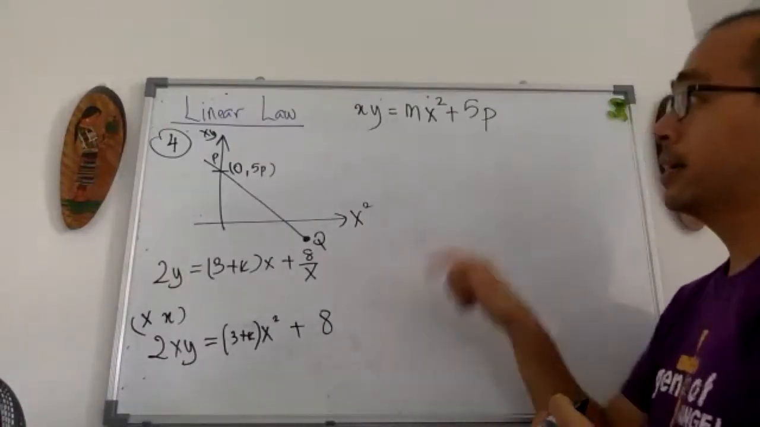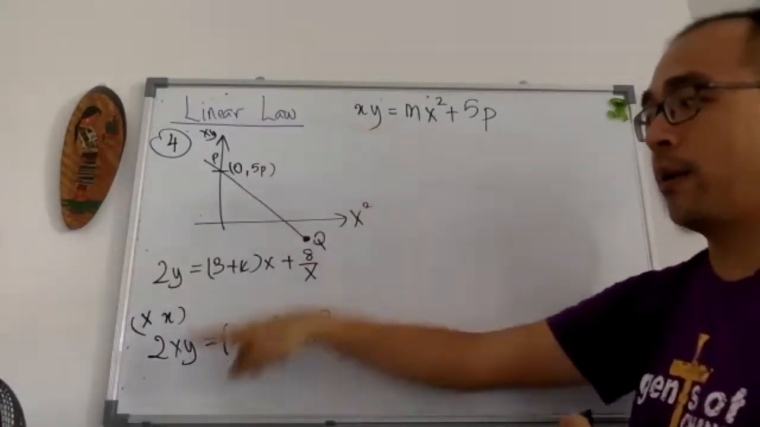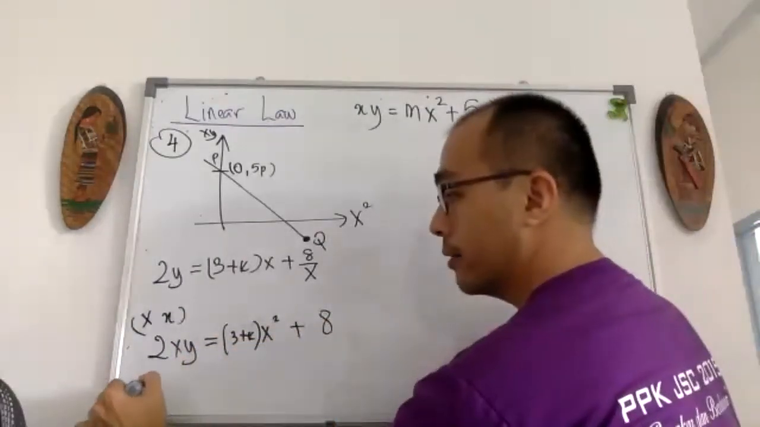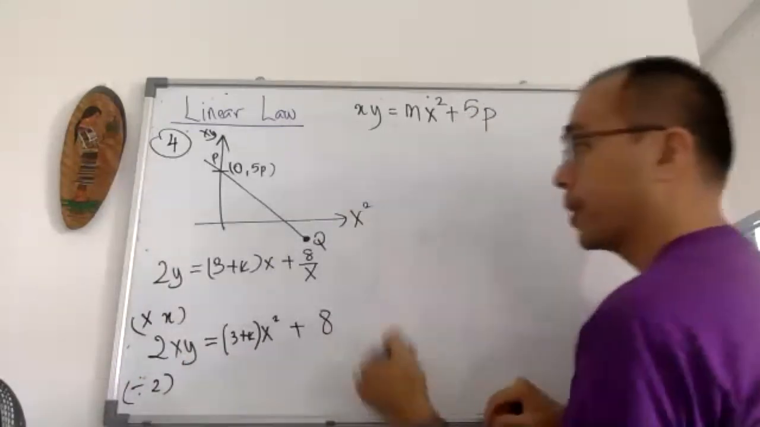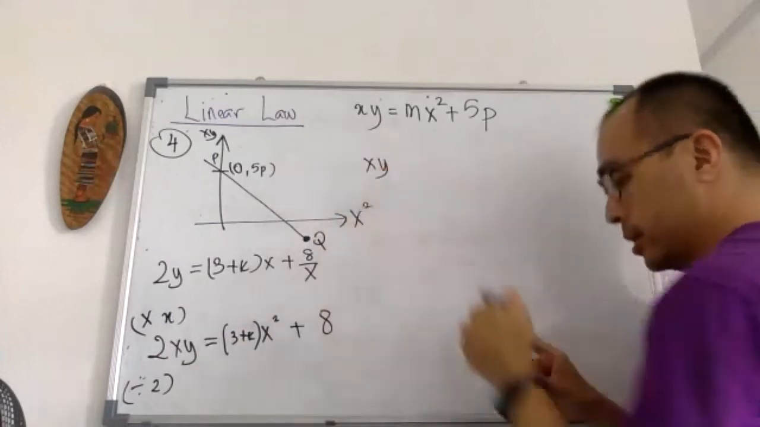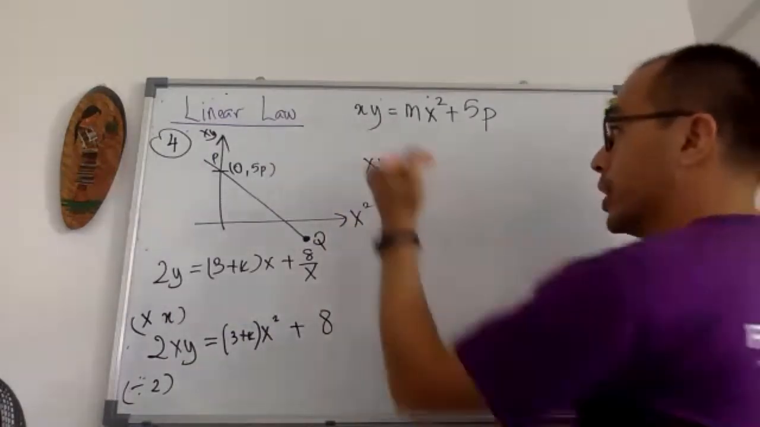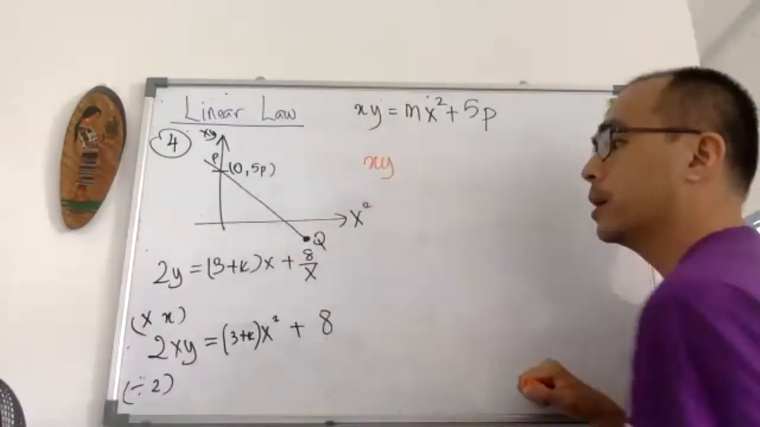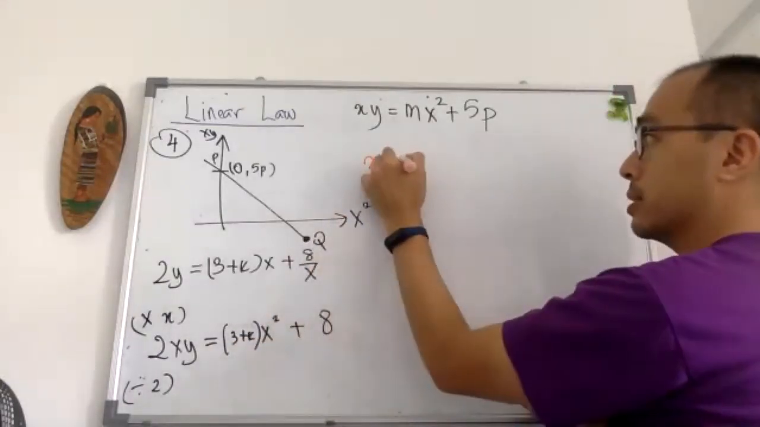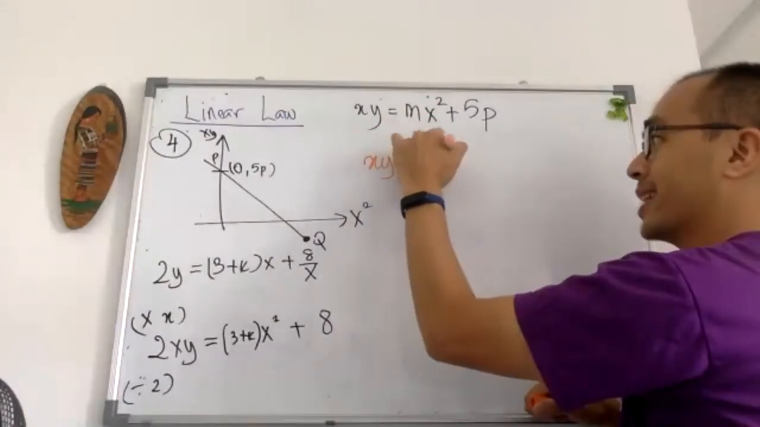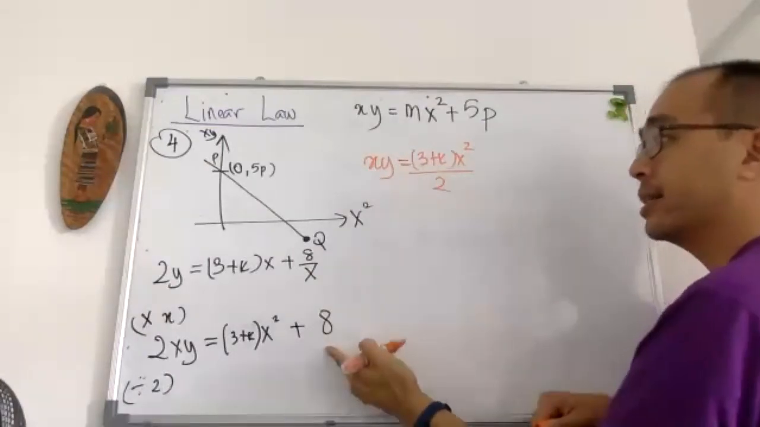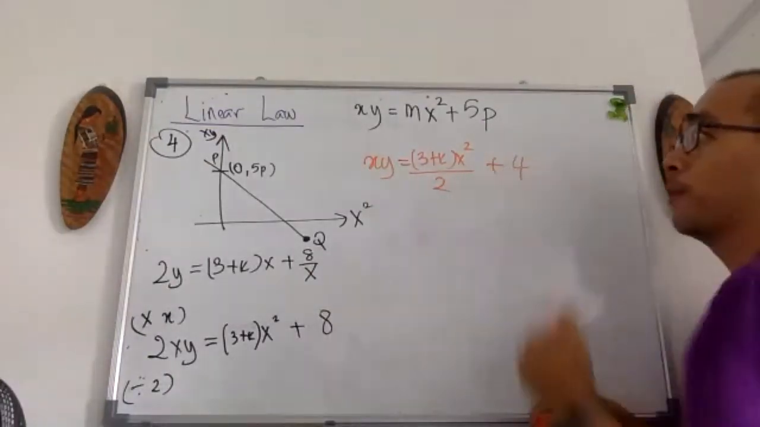Now we're not there yet. This is xy. I don't want 2xy. So we get rid of the 2. Divide everything by 2, and then we see what happens. 2xy divided by 2 will be xy. I'm going to change color so that you can see the contrast. 3 plus k x squared divided by 2 is whatever it is now, and 8 divided by 2 is 4.